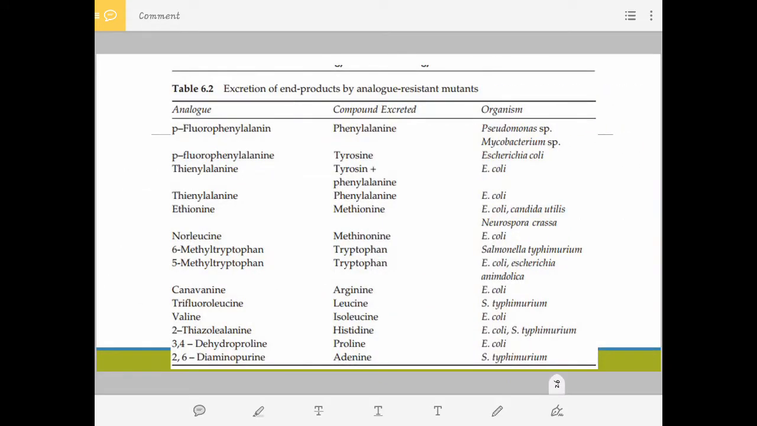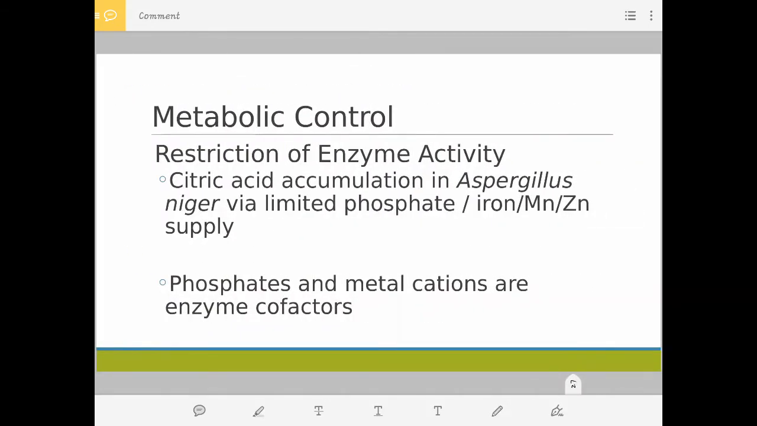So these are different excretions of end products by analog resistant mutants. You have the analog, for example, p-fluorophenylalanine as an analog of phenylalanine, for the organism Pseudomonas. Unlike the intentional destruction of the enzyme, we're just going to look for naturally occurring mutants that overproduce metabolites. So these are the different analogs that allow you to search for those mutants.